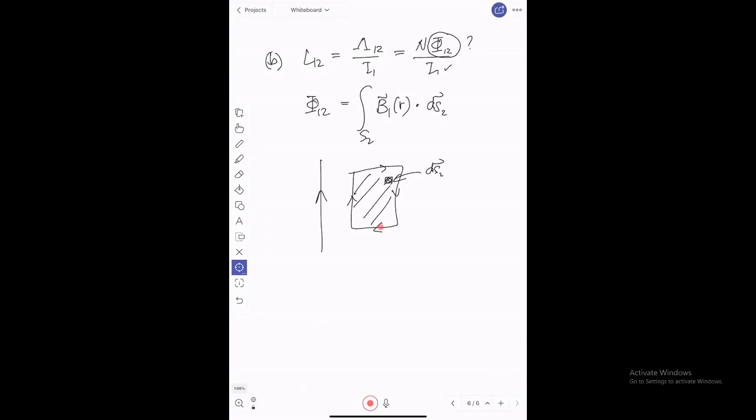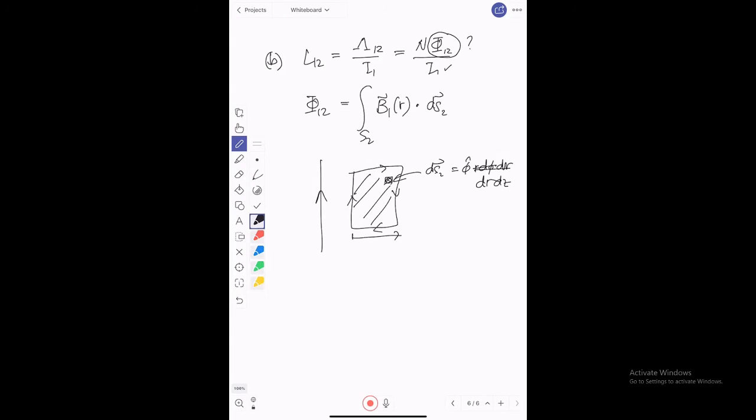Okay, so I define this path. What I'm interested in is ds2. So ds2 in this case can be equal to phi hat, and then r d phi dr. r is from this point to this point. I'm sorry, not d phi, but dz. Sorry, it should be dr dz.